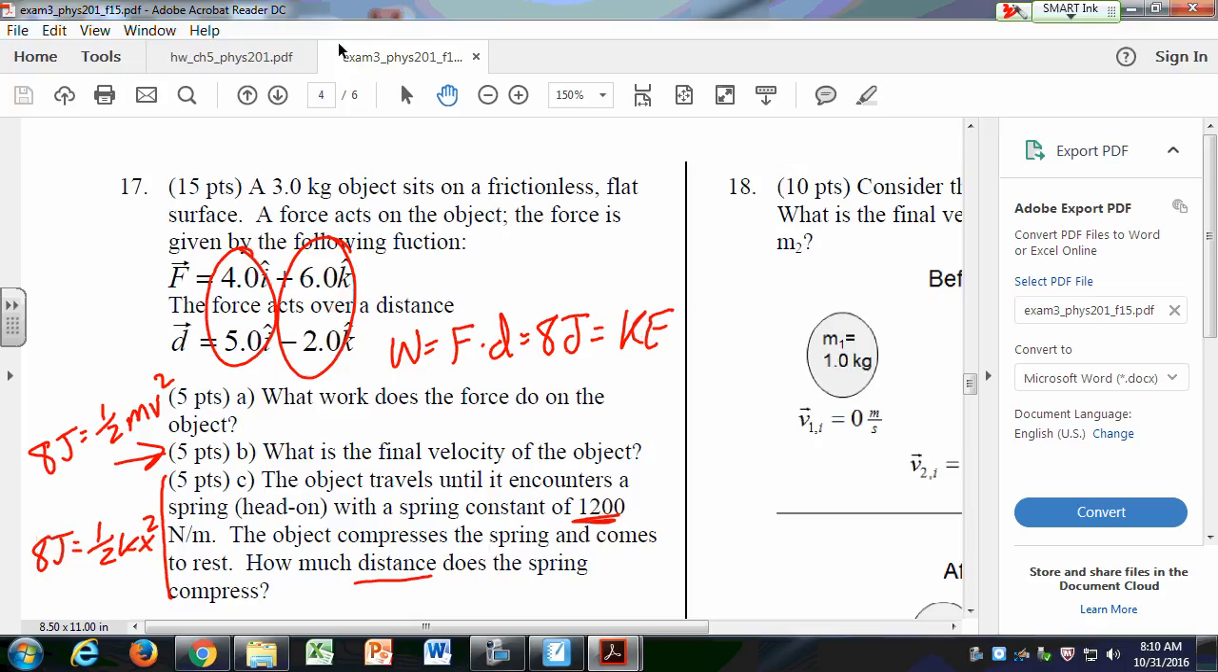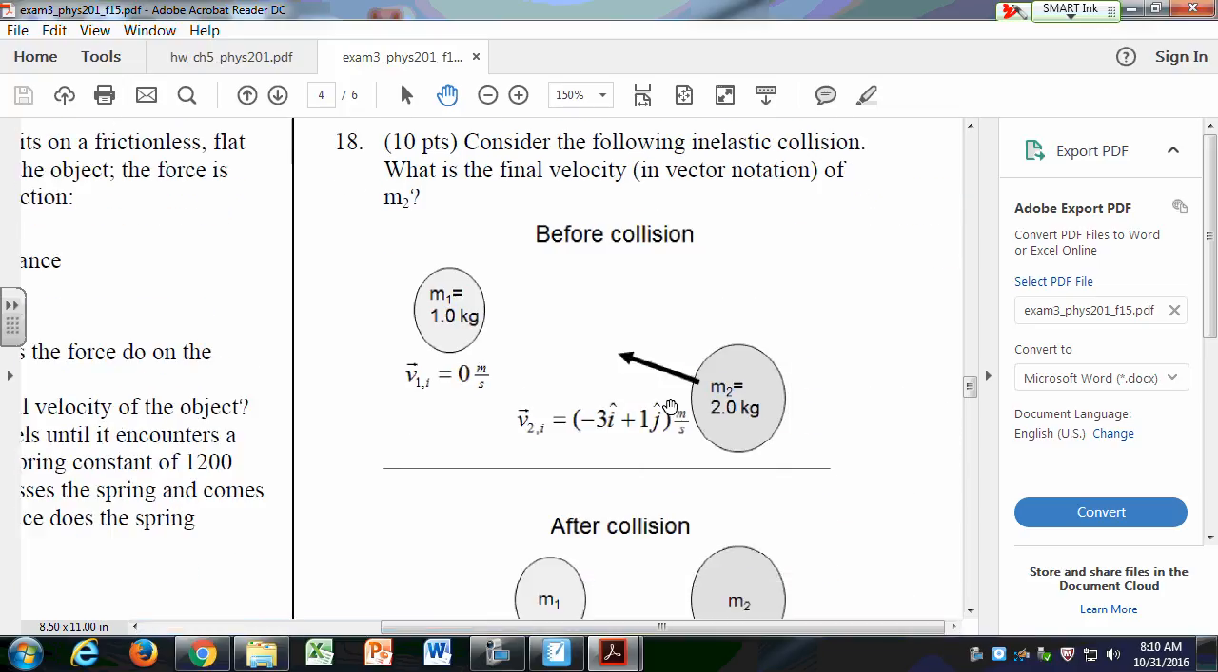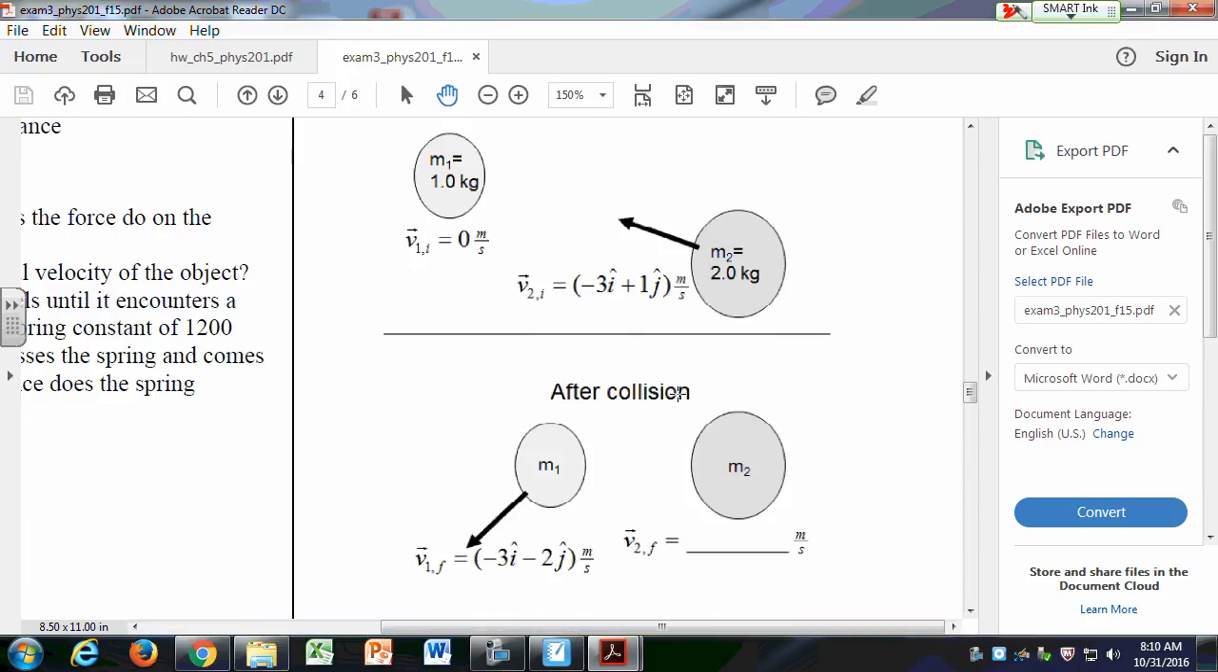This is fall 15, exam 3, last year. I think this is in the back of your book, actually. Here's a 2D collision. This one's made a little easier because this speed is 0. So the initial momentum is negative 6i plus 2j. Then you set it equal to the final momentum, and you solve for V2F.